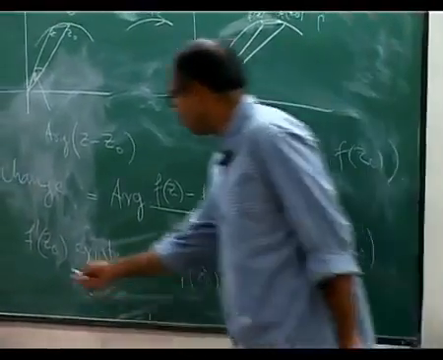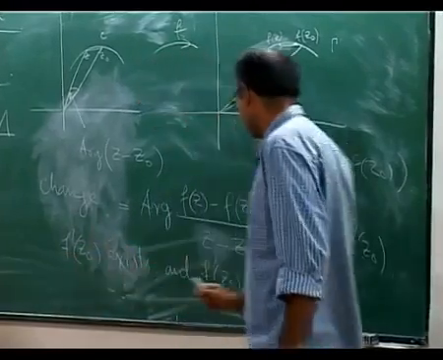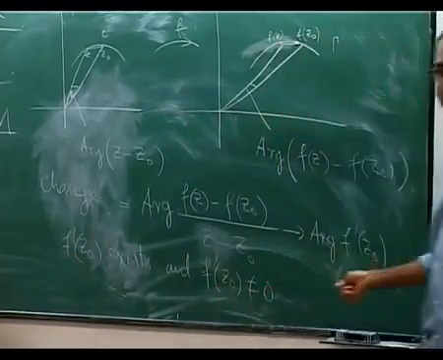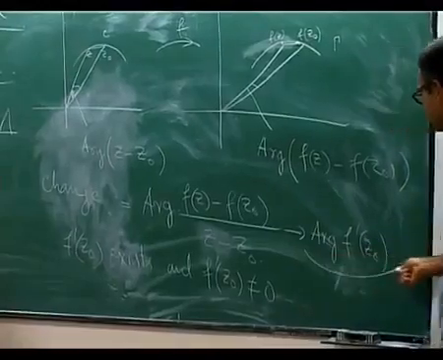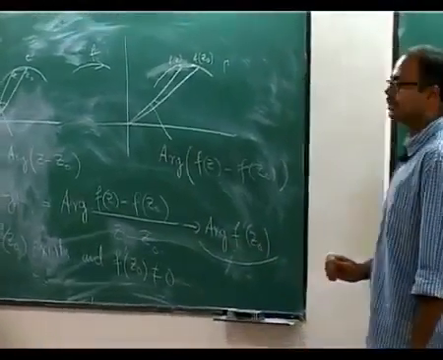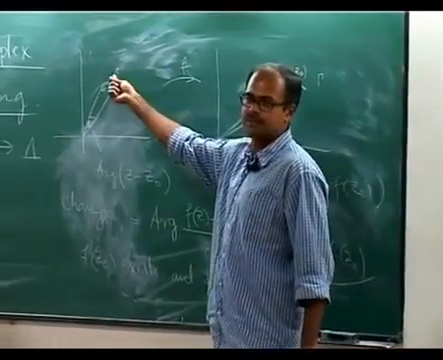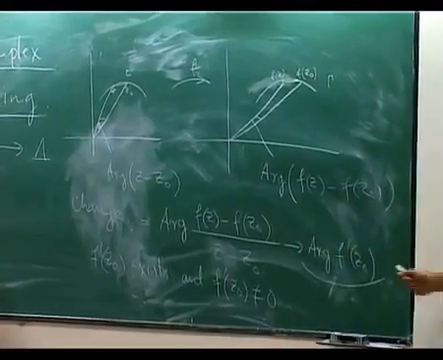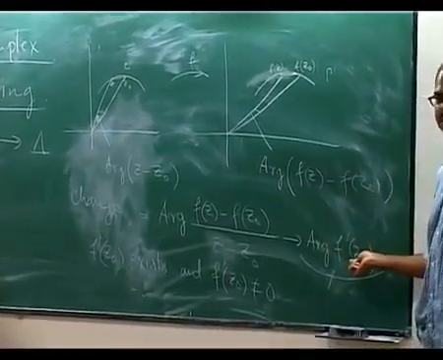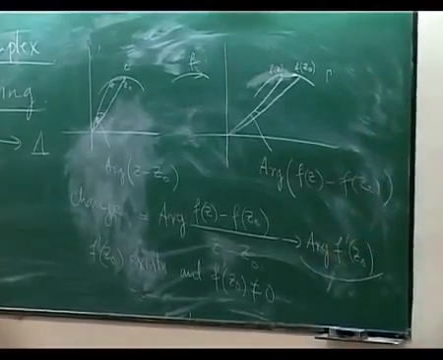So if you have this condition that f is analytic at z naught and the derivative is non-zero, then this change in the angle does not depend on this curve C. It just depends on the function and the point. It's just the derivative of the function at that point.